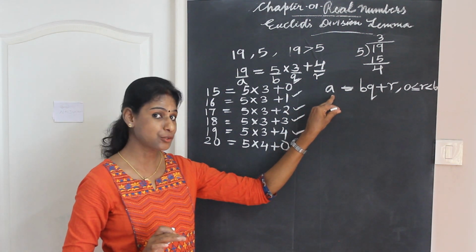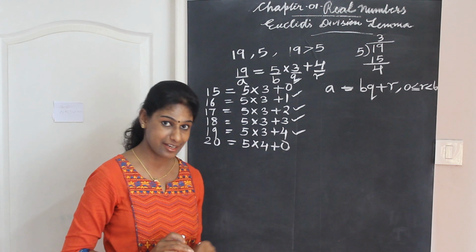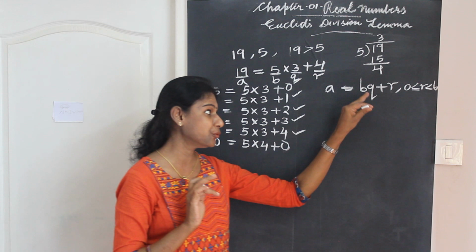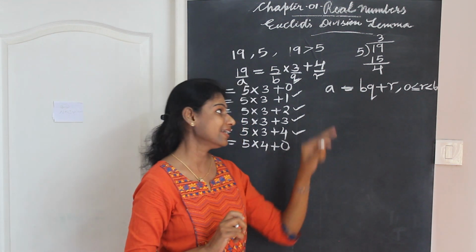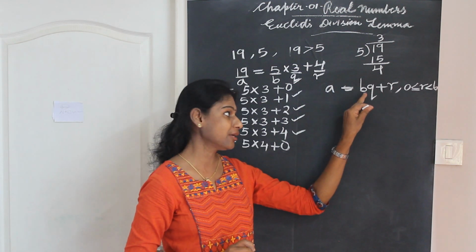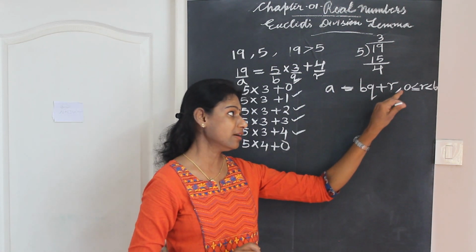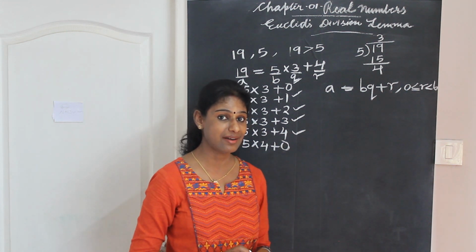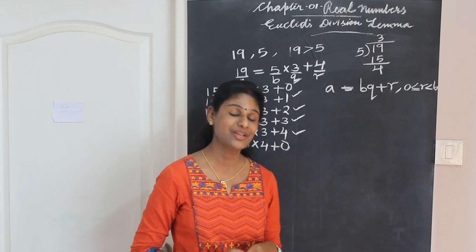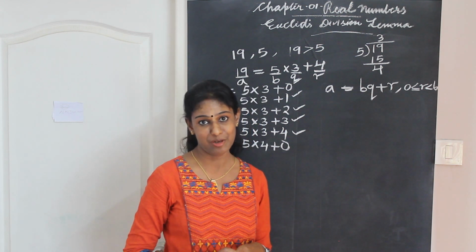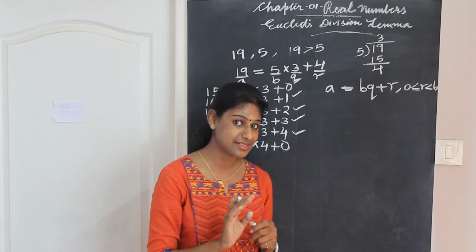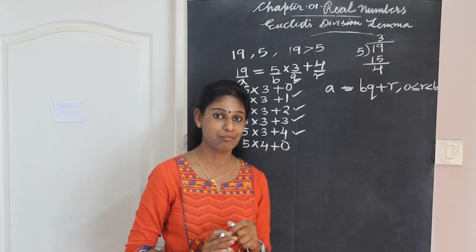For any two positive integers a and b, there exist positive integers q and r such that a can be written as a is equal to bq plus r, 0 less than or equal to r less than b. This statement is known as Euclid's division lemma. So, hope it is clear for you. Now, let us see few examples using this lemma.